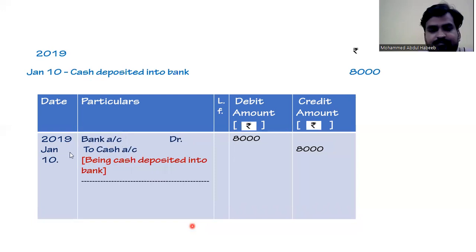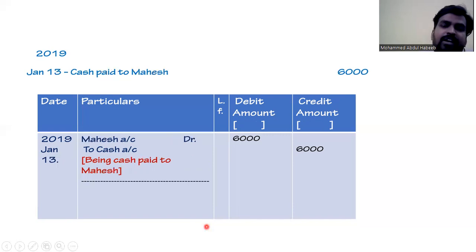The date will be taken as 2019 January 10. Cash deposited into bank in the sense the business is depositing the cash into the bank. Cash is going from the business, so cash will be credited. And as bank is the receiver of the amount, bank will be debited. So the journal entry on 2019 January 10 will be bank account debit 8,000 rupees to cash account 8,000 rupees and the narration will be being cash deposited into bank. Coming to our next transaction, which is on 2019 January 13. Cash paid to Mahesh rupees 6,000.